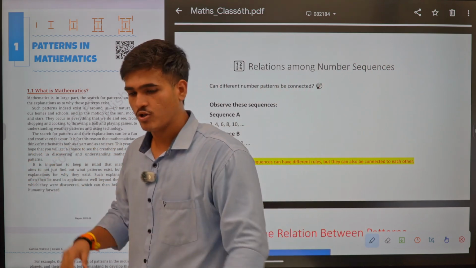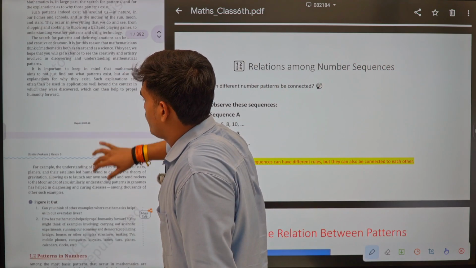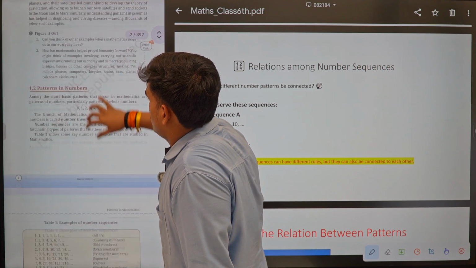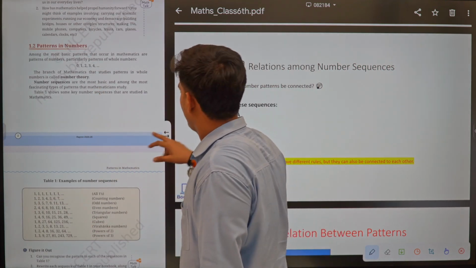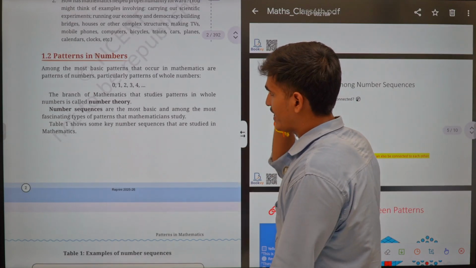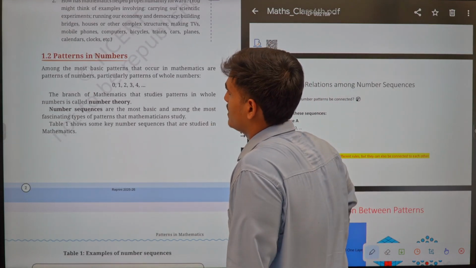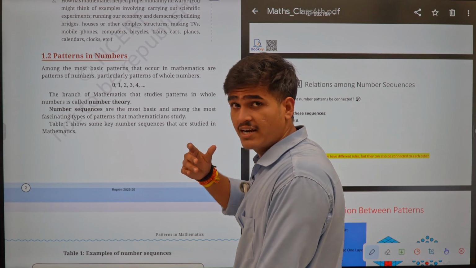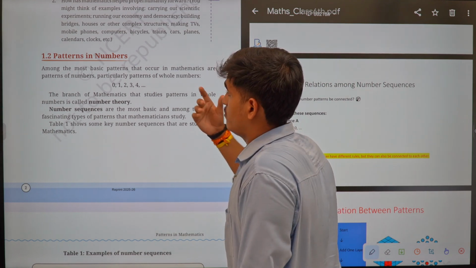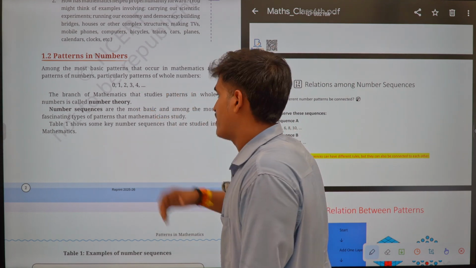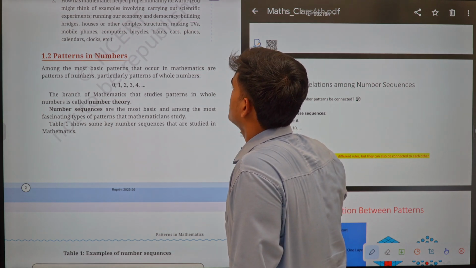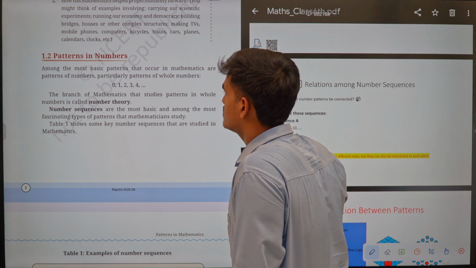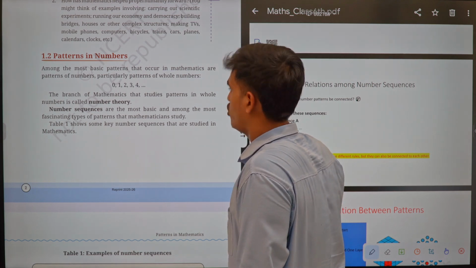While coming to your textbook also, there are so many things. If you will notice here, patterns in a number. If you will see here in your textbook, here is written patterns in a number. So we have already studied what is pattern, right? We already know what is a number, right? So what is written here? Among the most basic patterns that occur in mathematics are patterns of numbers, particularly patterns of whole numbers.